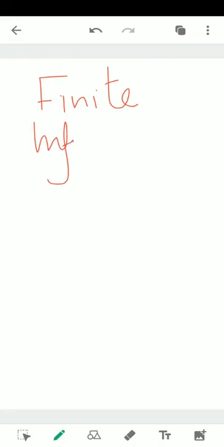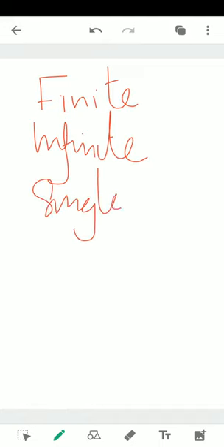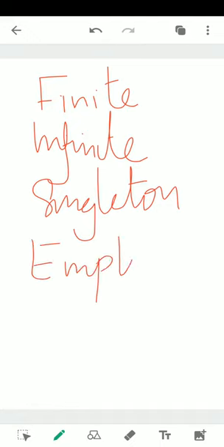We started by understanding what a finite set is. If a set has a finite number of elements, then it is called finite. Then we looked at infinite sets: if they have an unlimited number of elements in them, they are called infinite sets. After that, we looked at the singleton set. If a set has only one element, then this is a singleton set, also called a unit set. Empty set is nothing but a set which does not have any element. Empty set is also known as null set. It is denoted by this letter.